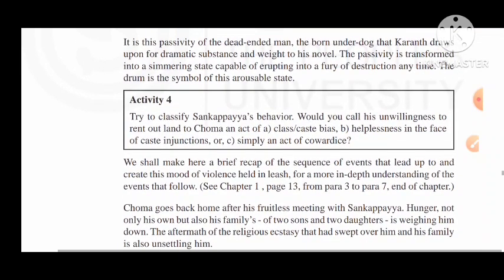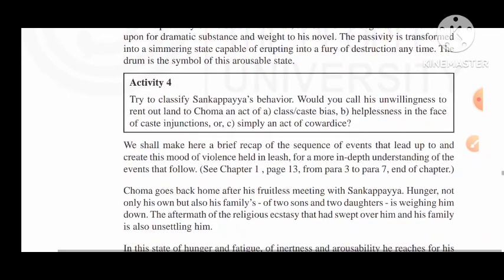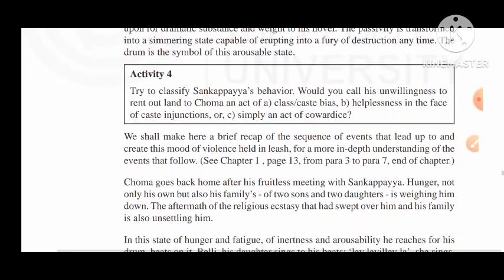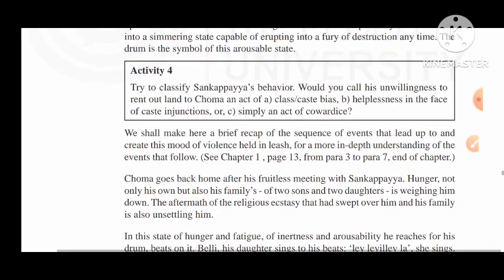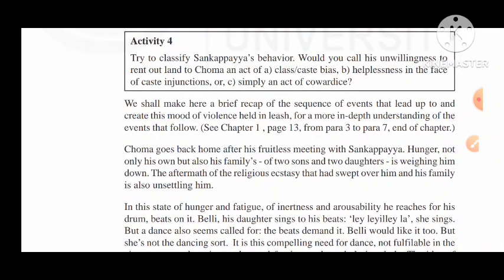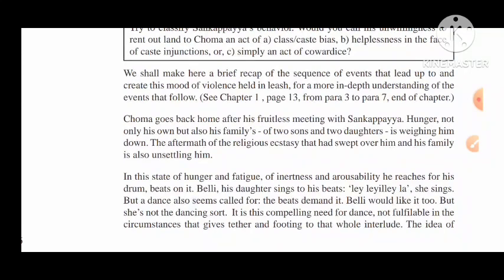The passivity is transformed into a simmering state capable of erupting into a fury of destruction any time. The drum is the symbol of this irascible state. So try to classify Sankapaya's behavior. Would you call his unwillingness to rent out land to Choma an act of caste or class bias, helplessness in the face of caste injunctions, or simply an act of cowardice?